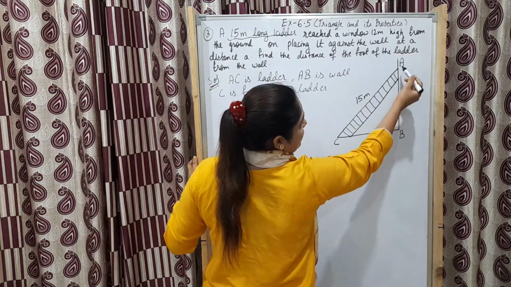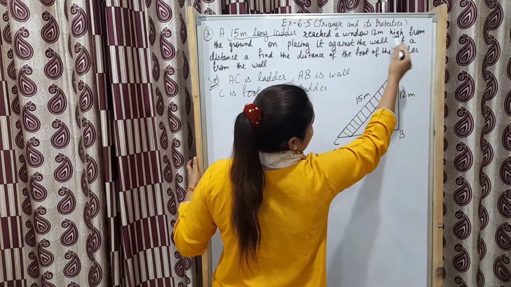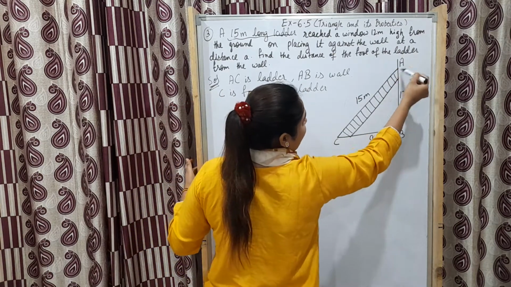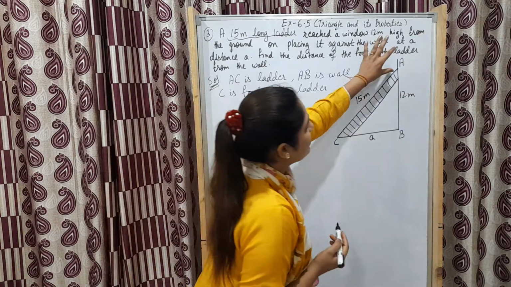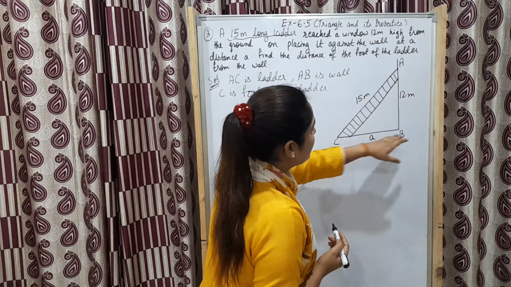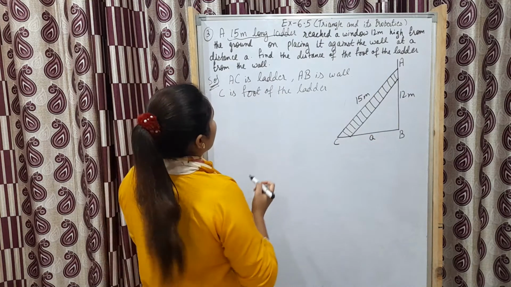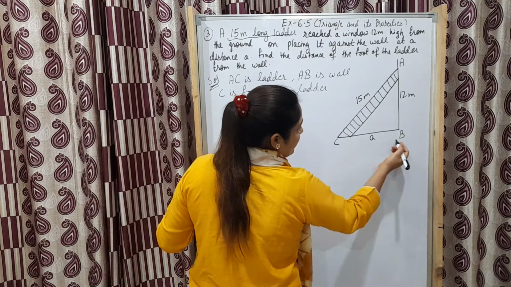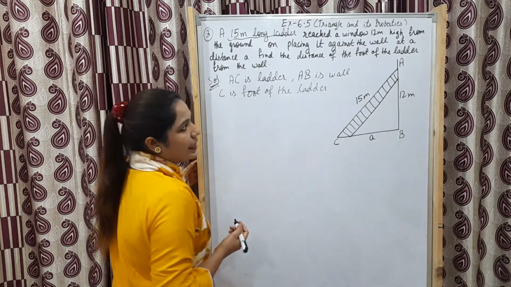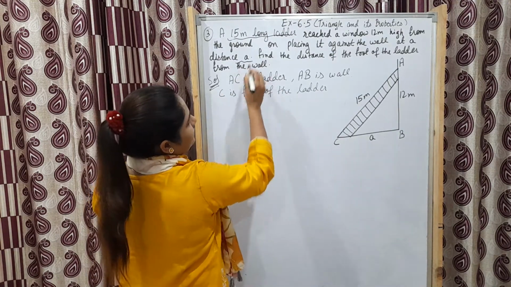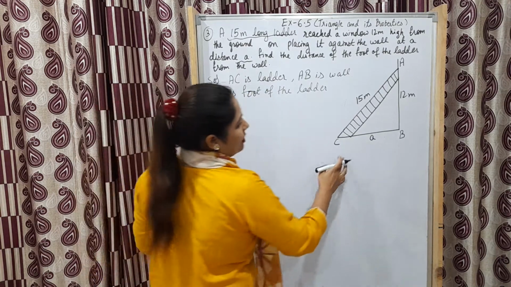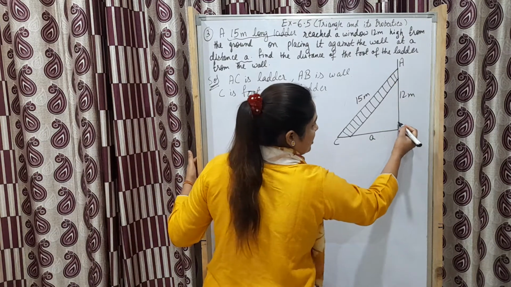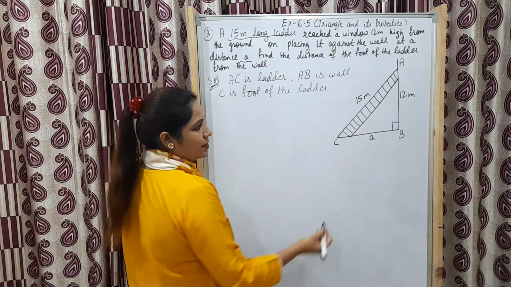Reached a window. Here some window is there which is 12 meter from the ground. This one is a ground and here is one window. You can assume here is a window and B is the ground level. They are saying we have to find the distance of the foot of the ladder from the wall. It means we have to find this one, BC. They have given A. It is again the wall, that is distance is at A. So this one is a straight wall, so it means this one angle is 90 degree.